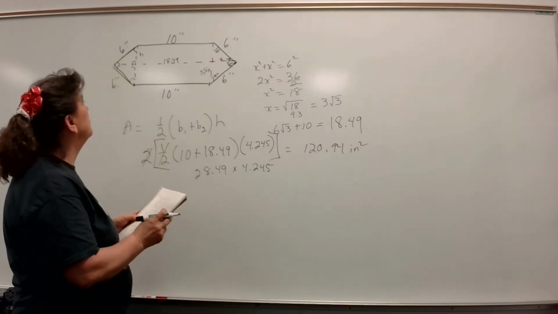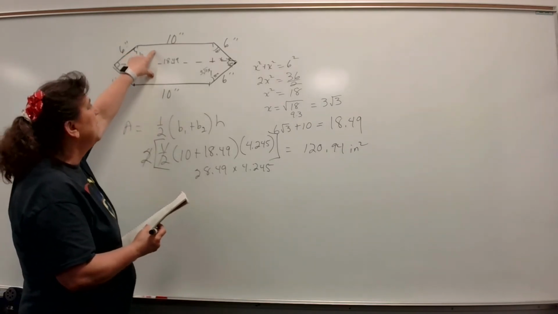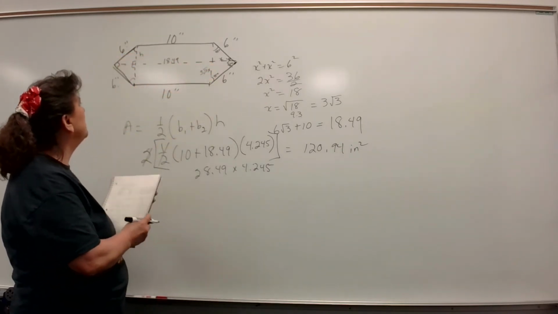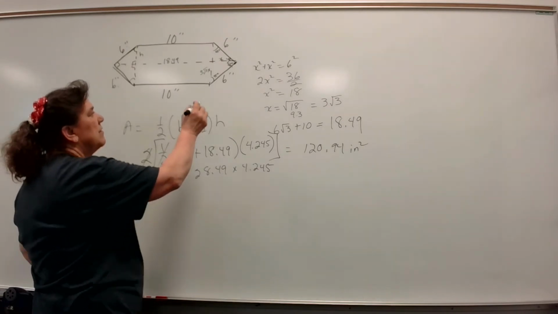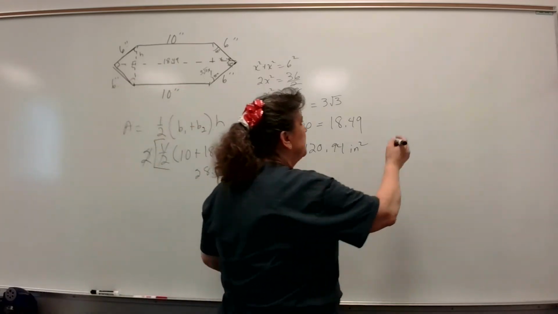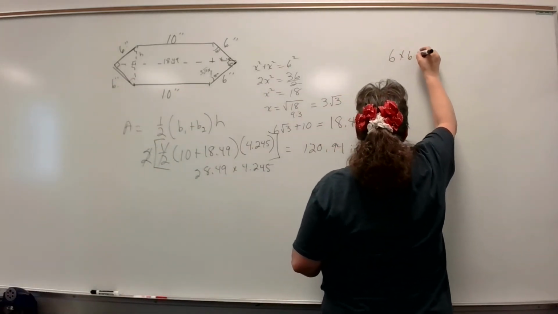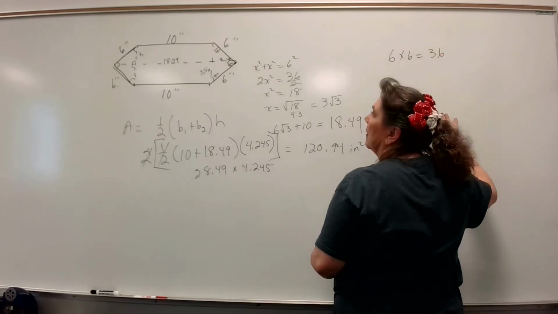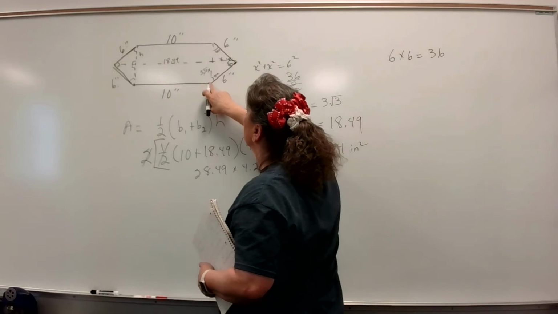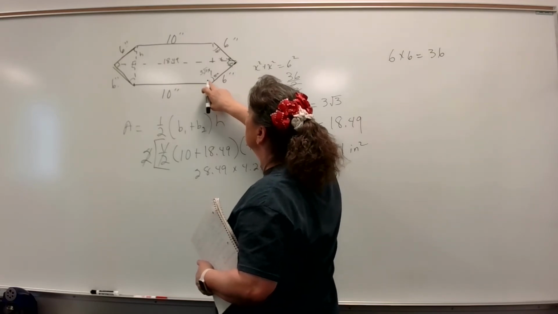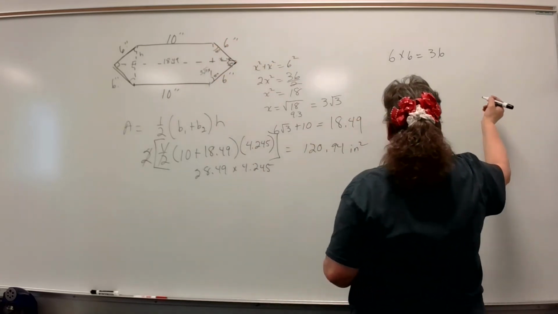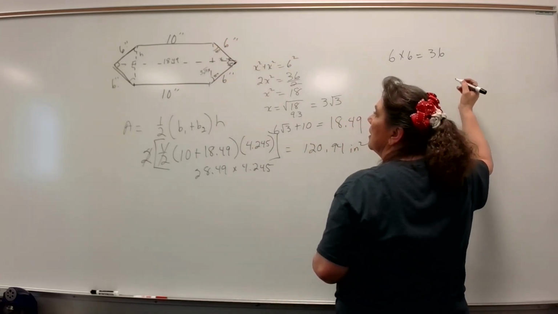We could also do it as a rectangle and two triangles. And those two triangles would make a square because they're exactly the same size. So that square would be 6 times 6 for 36. And all we would need is the height of this rectangle, which is 3 square root of 2 times 2, which would be 6 square root of 2, times 10.